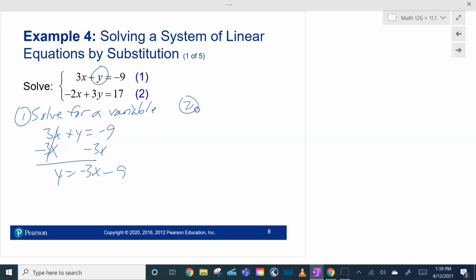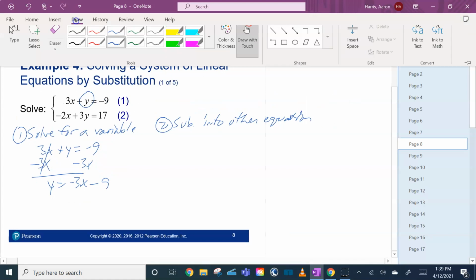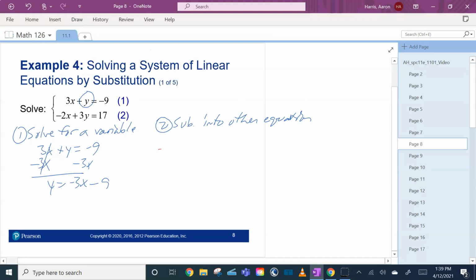And then I substitute into the other equation. So the other one we have negative 2x plus 3y equals 17. And this y, right, y is equal to negative 3x plus 9, is going to go in right there. It's going to go in for y.